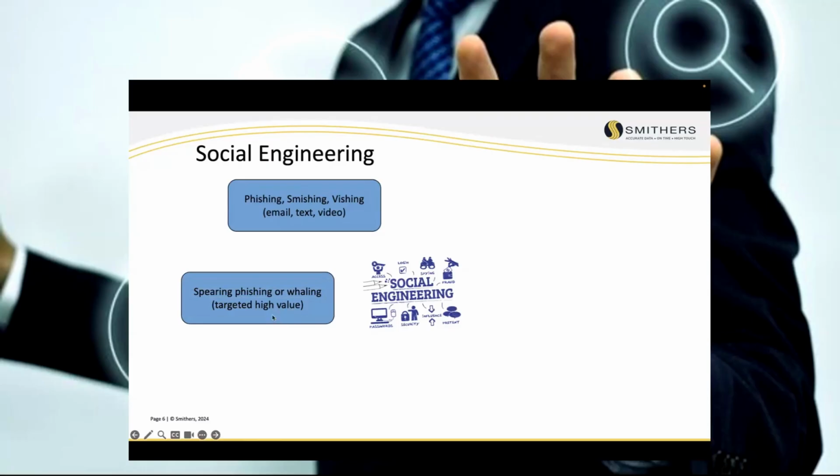Jumping to spear phishing and whaling, this is targeted. Phishing, smishing, and vishing is just basically you saturate an entire company. Spear phishing or whaling, we're going after your CEO, we're going after your CFO, we're going after the high-profile people in your organizations.